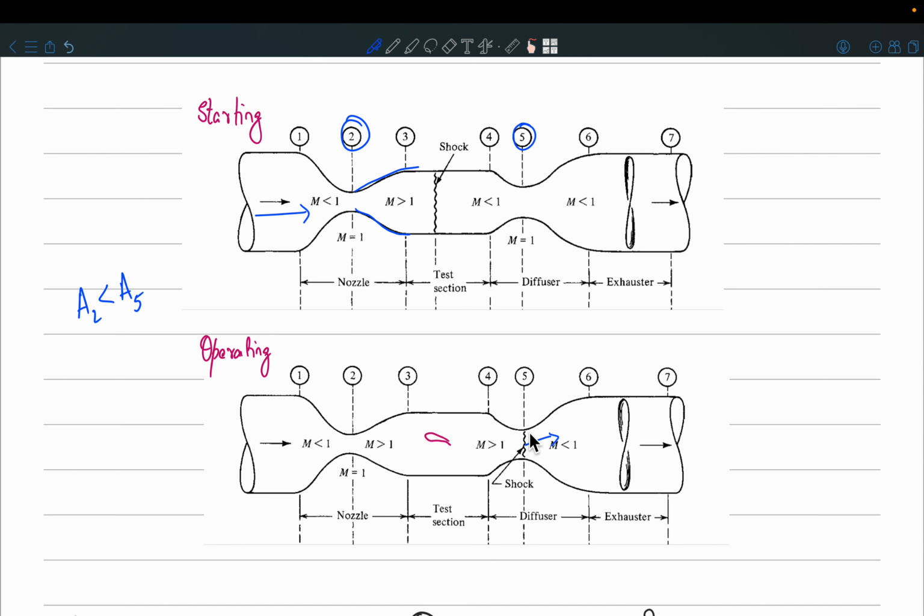And then this, if the shock moves further downstream, how will it move further downstream? Only when you create more and more lower pressure here. Lower and lower pressure. So that is going to increase the strength of the shock, plus the area is increasing, the shock strength is increasing.